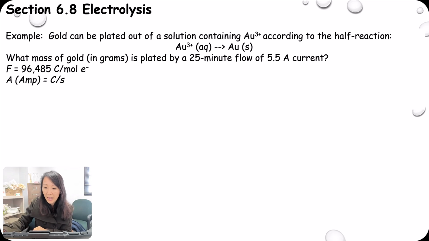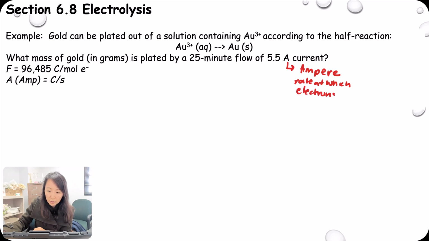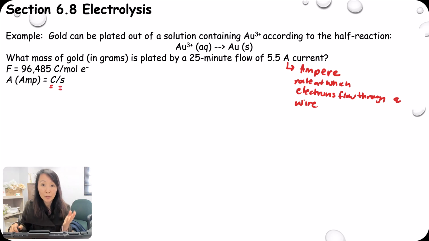wires. Okay, so this A right here is called ampere, and this refers to the rate at which electrons flow through a wire. Ampere is also known as coulomb per second. Per second, coulomb, the electron flow per second, because it's a rate. Now we're going to take this, and if you recall doing lots of unit conversion, that will come in handy.